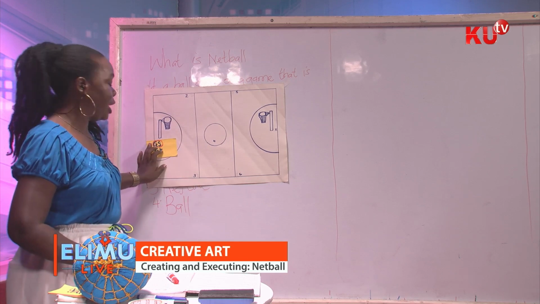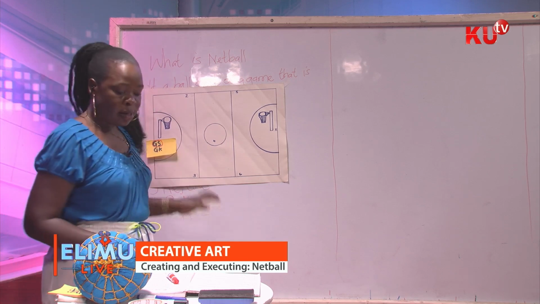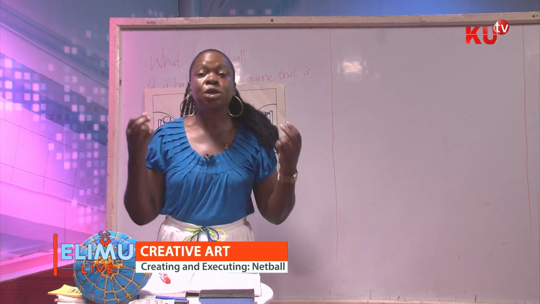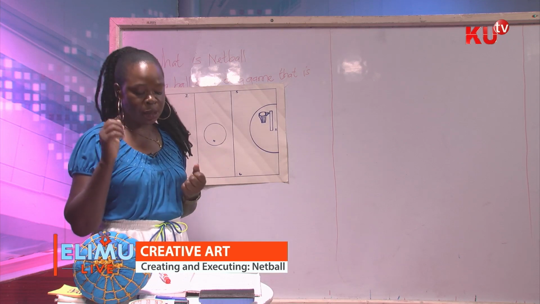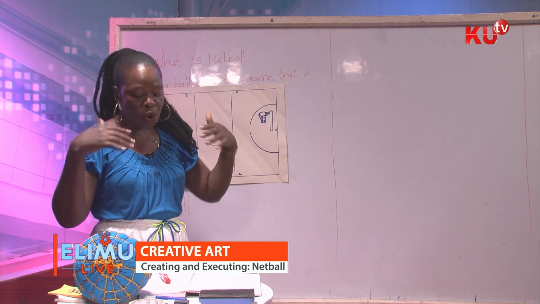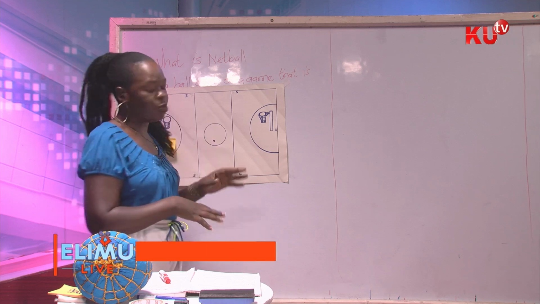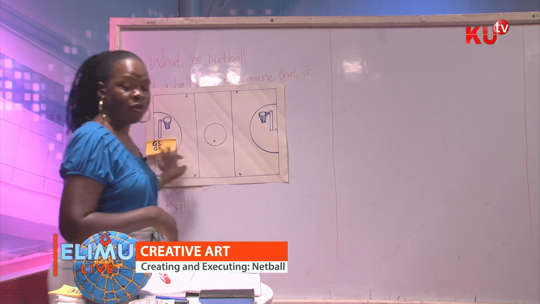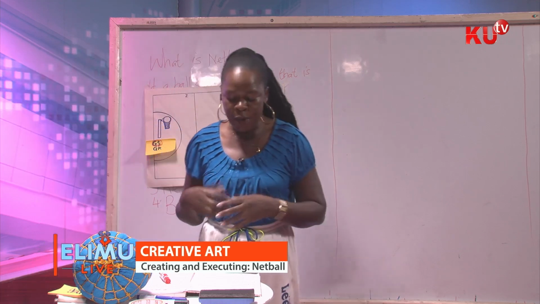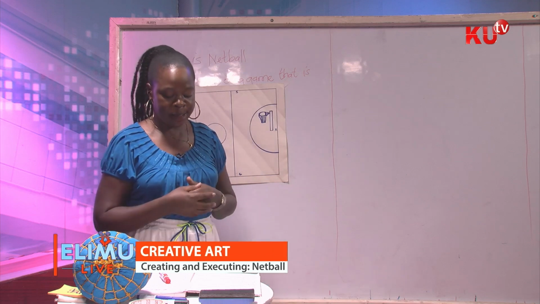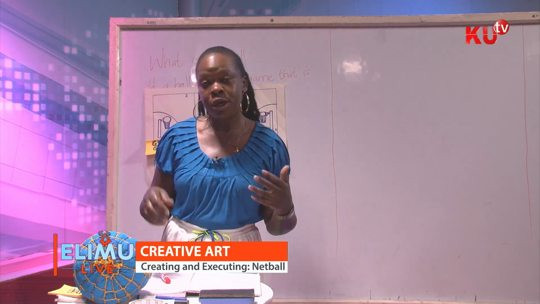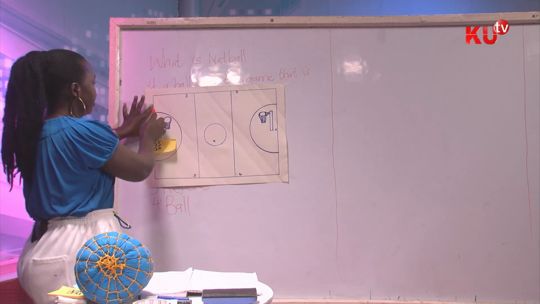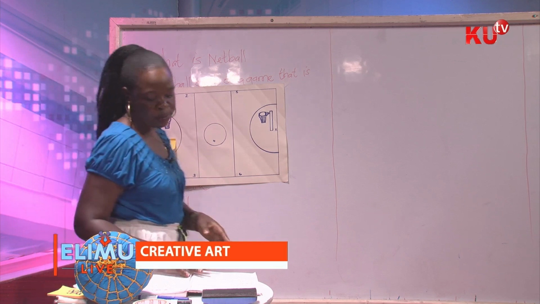In the first position, we shall have the goal shooter and the goalkeeper. The work of the goal shooter is to score the goals. The goal shooter shoots the goal. She is allowed to move within this semicircle. And then we also have the goalkeeper. The work of the goalkeeper is to defend the net and stop the opponents from scoring. The goalkeeper is also only allowed to move within this semicircle.